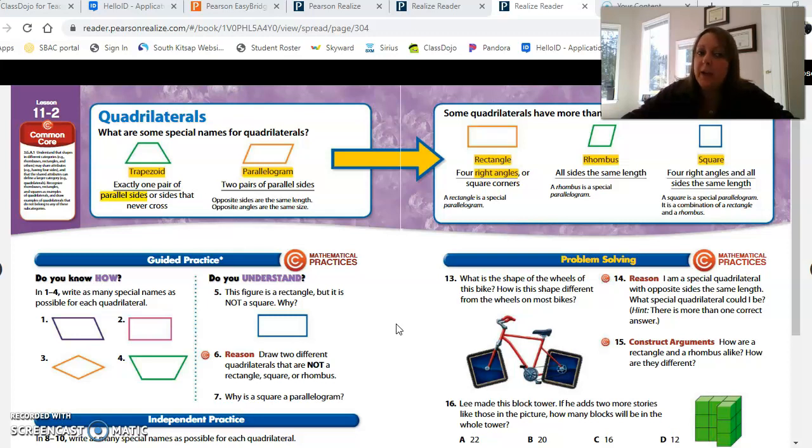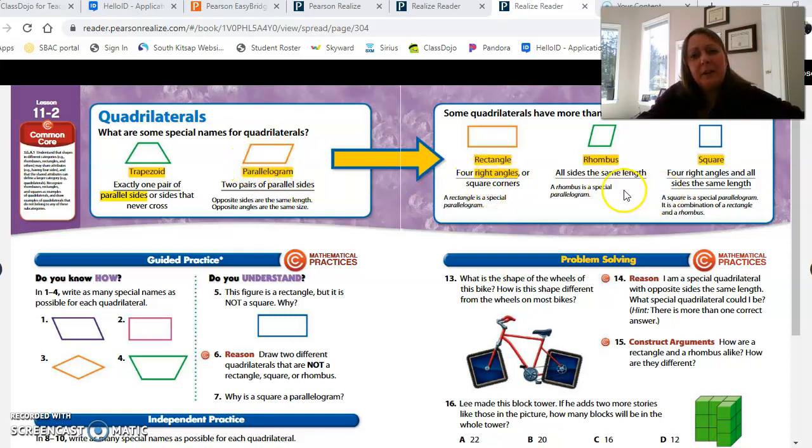For instance, a trapezoid has only one pair, and a pair is two, so it has one pair of parallel sides. For instance, if you look right here, the top and the bottom line are parallel. That means they are the same distance and they will never ever touch. However, these two sides will touch if the lines were to keep going. So a trapezoid has to have one pair of parallel sides. Now a parallelogram, on the other hand, has two pairs of parallel sides. So the top and bottom and the left and right. And I also call those the opposite sides because top is opposite of bottom, left is opposite of right.